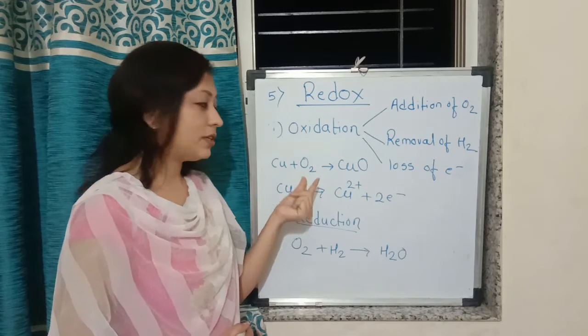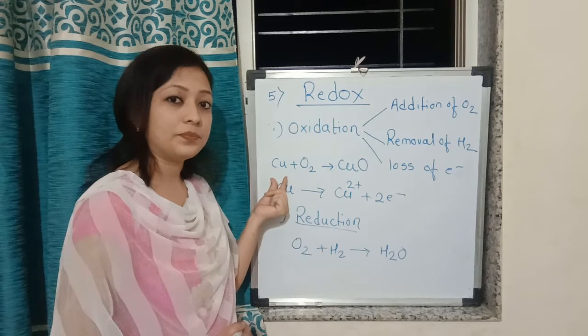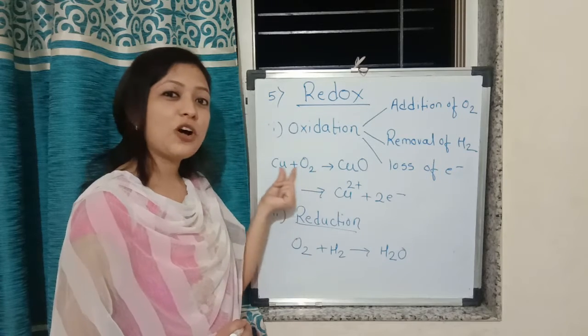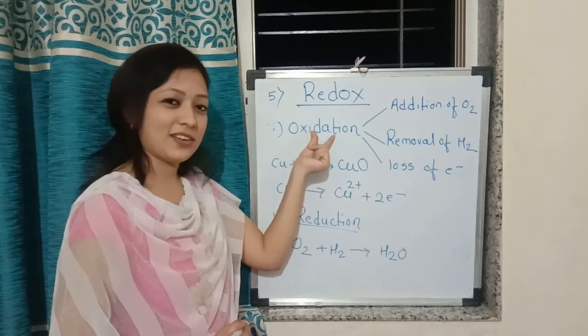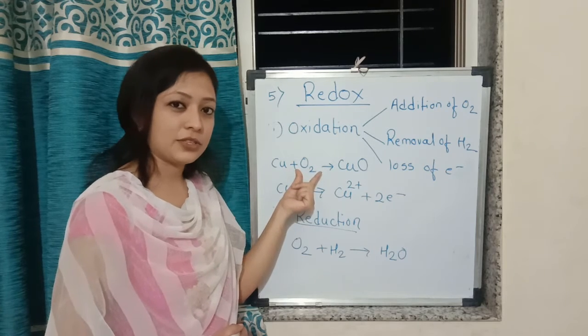Now in this reaction, the addition of oxygen takes place over the copper to form copper oxide. So the addition of oxygen is called oxidation. So it is a kind of oxidation type of reaction.